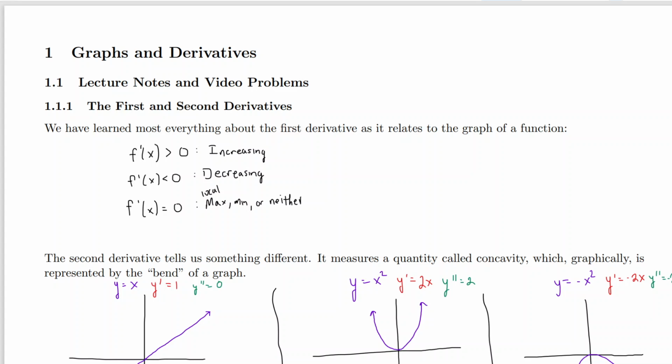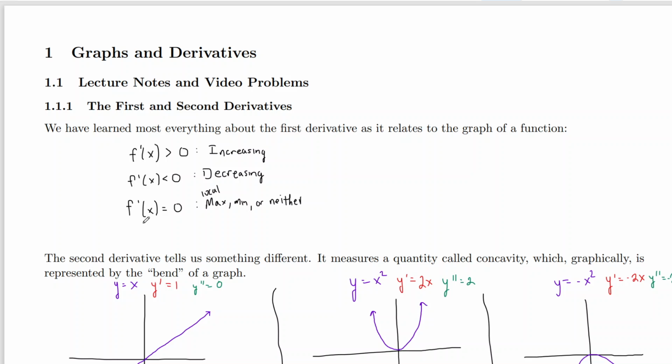Welcome back, everyone. In this video, I will begin going over the lecture for the graphs and derivatives section. As far as this section goes, we have talked about the graphs and the first derivative quite a bit. Just as a quick review, we know that if the first derivative is positive, then the graph is increasing, and if the first derivative is negative, then the graph is decreasing.